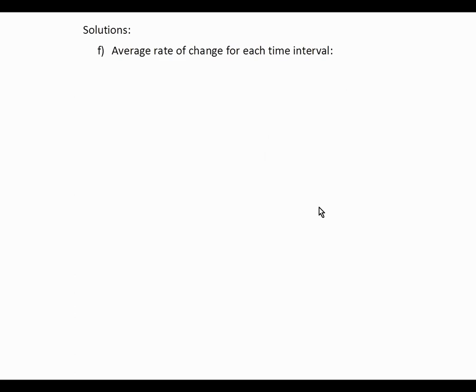The average rate of change for each time interval. From t equals 0 to t equals 5, you're looking at f of 5 minus f of 0 over 5. I switched to f for a reason known only to me. So I'm looking at 385 minus 325 over 5. You get 12. Then from t equals 5 to t equals 10, we're going to have f of 10 minus f of 5 over 10 minus 5.